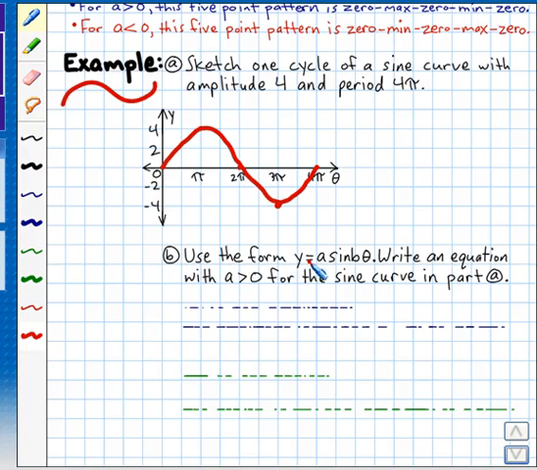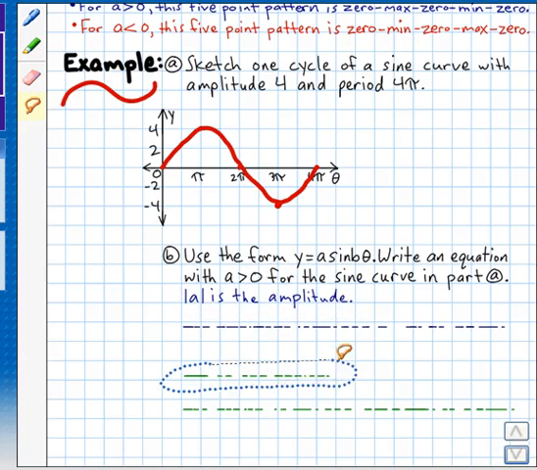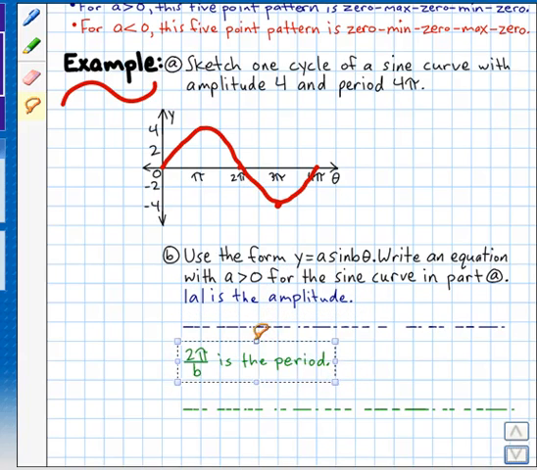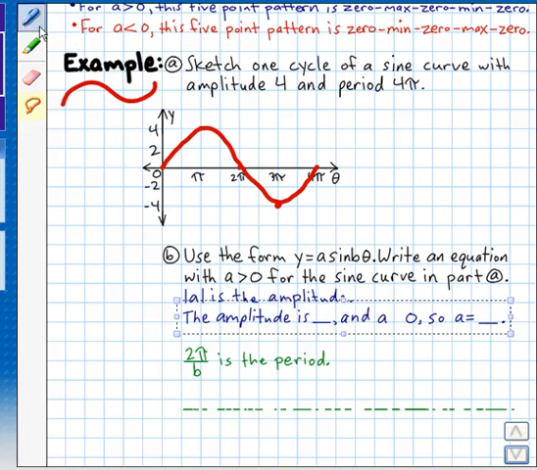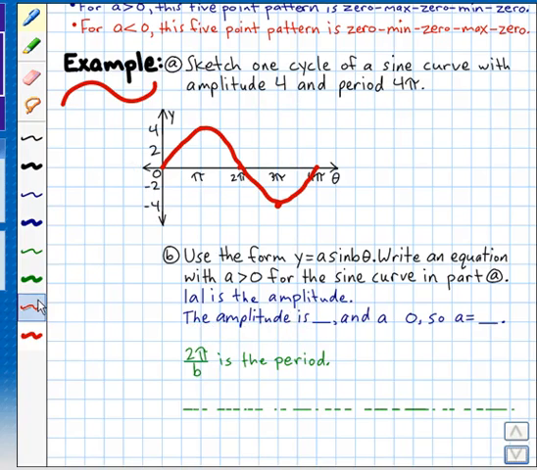Here we want to use the form y equals a times sine of b times theta. We want to write an equation with a greater than 0 for the sine curve in part A. Recall from our properties of sine functions that the absolute value of a is the amplitude, and 2 pi divided by b is the period. So there are a couple statements I want to be able to fill in here with some information. First, the amplitude is 4, that's given to us in part A, and a is greater than 0. So that means our value of a is 4.